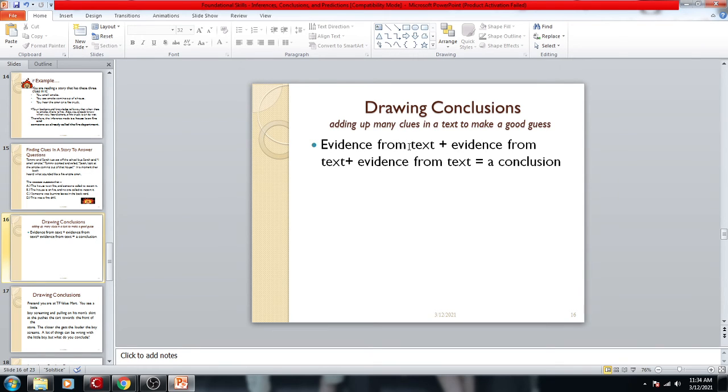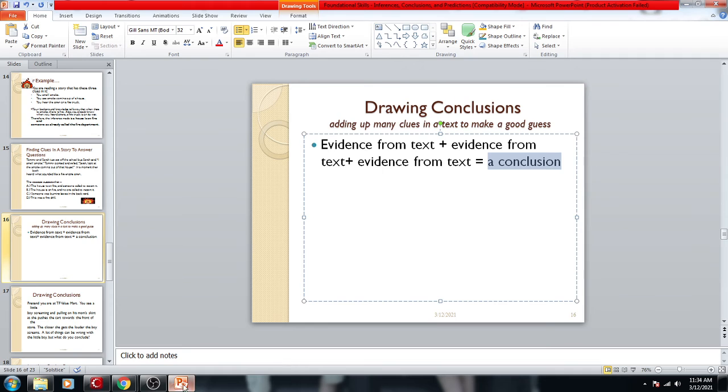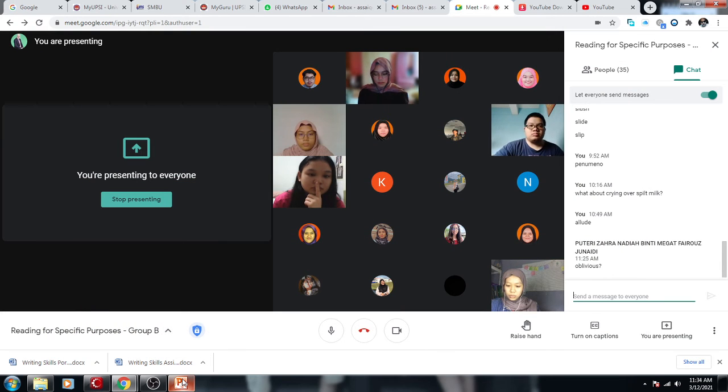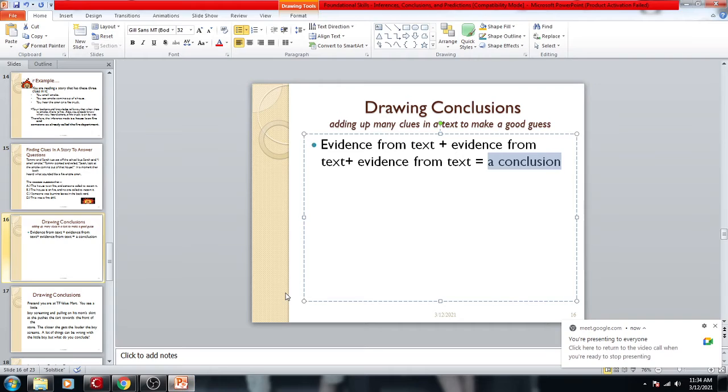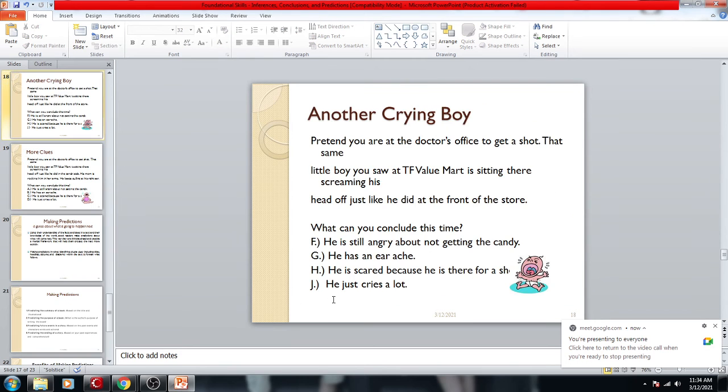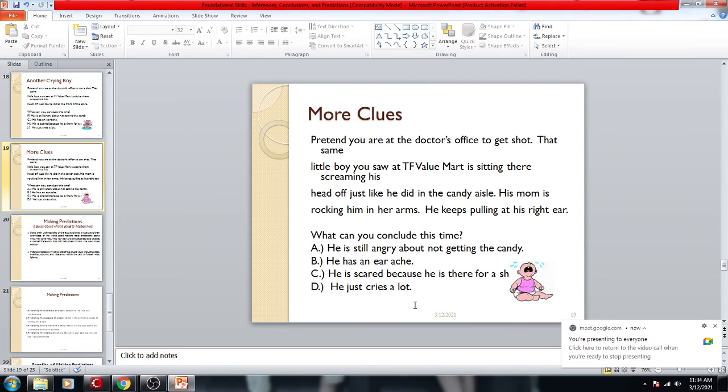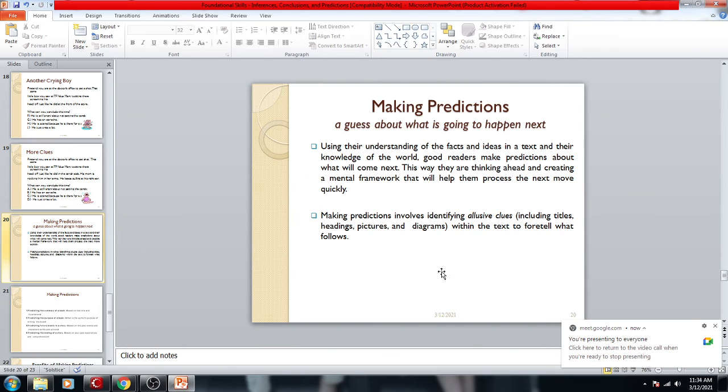And so there is only one thing to draw a conclusion, and that is evidence from text only. So evidence from text plus evidence from text plus evidence from text, adding up many clues in a text to arrive at a guess at the end that is based totally on the text. That's a conclusion. We're going to skip these examples and look at predictions.